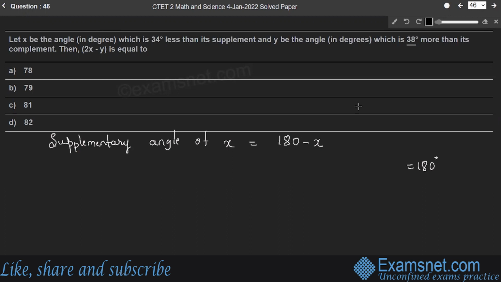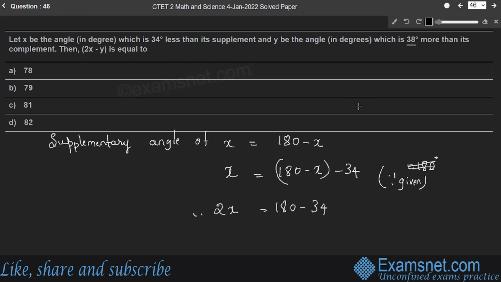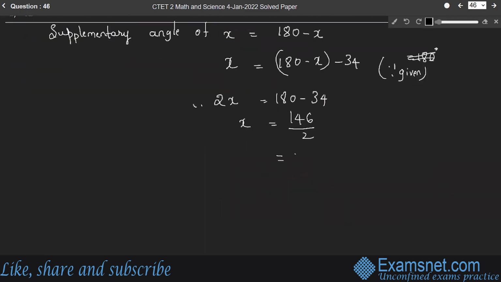So x is the angle which is 34 degree less than its supplement. So x is equal to 180 minus x minus 34, because it is given. Therefore, 2x is equal to 180 minus 34, which is 146. Divided by 2, x is 73. The value of x is 73.